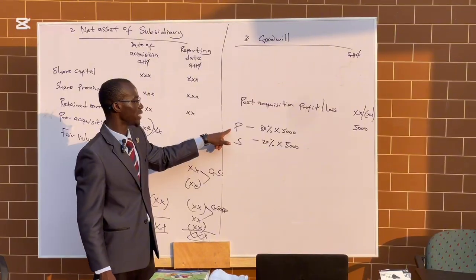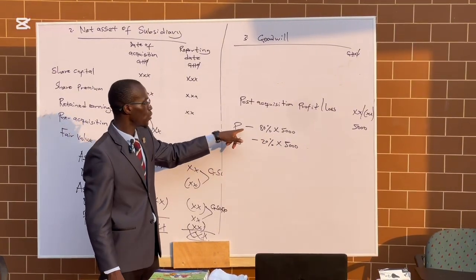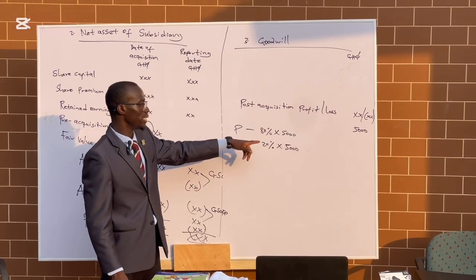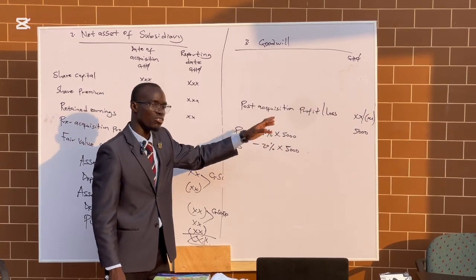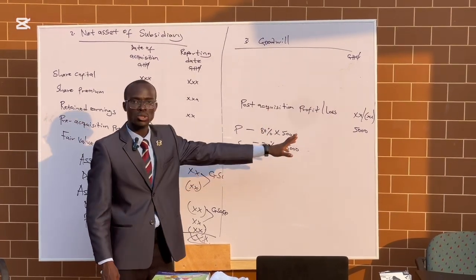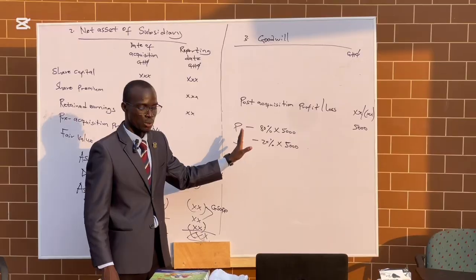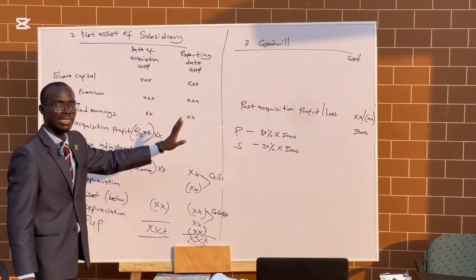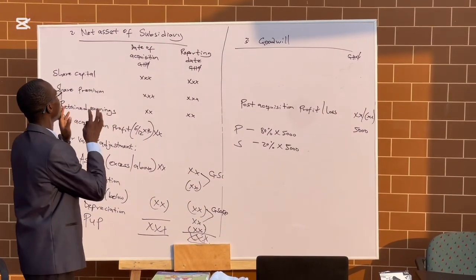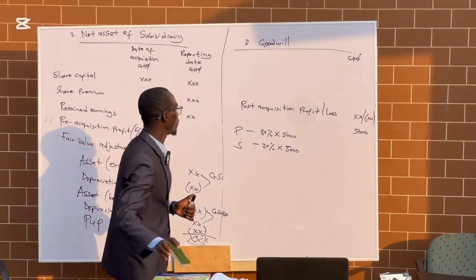And when you are doing workings 5, group retained earnings, this will also be added to the group retained earnings. If it is profit, it will be added to it. If it is a loss, you subtract it. That's how the treatment is done. That's why I came back to make you understand how you can conclude on the net asset of the subsidiary. So let's continue with the goodwill.